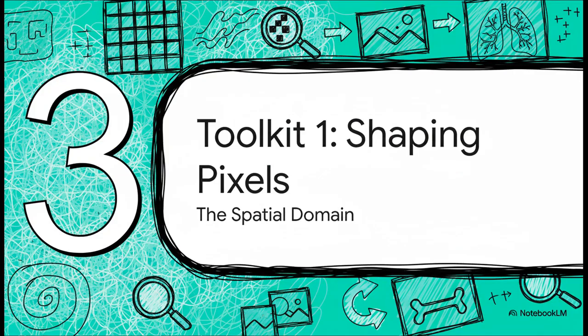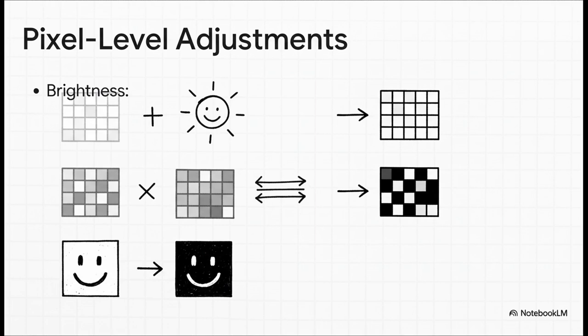So let's crack open that first toolkit and get our hands dirty with the spatial domain, where we're going to be changing pixel values directly to get some immediate results. You know, the most basic operations are just simple math. It's kind of wild. To make an image brighter, you just add a number to every single pixel. Want to boost the contrast? You multiply. And to create that cool negative effect, you just subtract each pixel's value from the maximum. These are really simple changes, but wow, they can have a huge impact on what we're able to see.